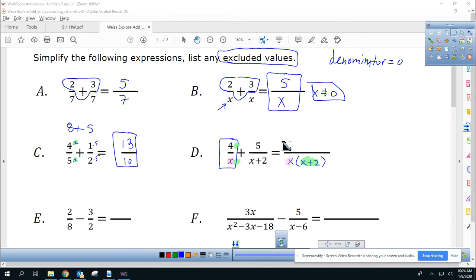So I started with a 4 here, but to make this a common denominator, it has to have x plus 2 multiplied there. So we're going to multiply it by x plus 2. We'll finish up the math in just a minute. I'm just showing you the process.